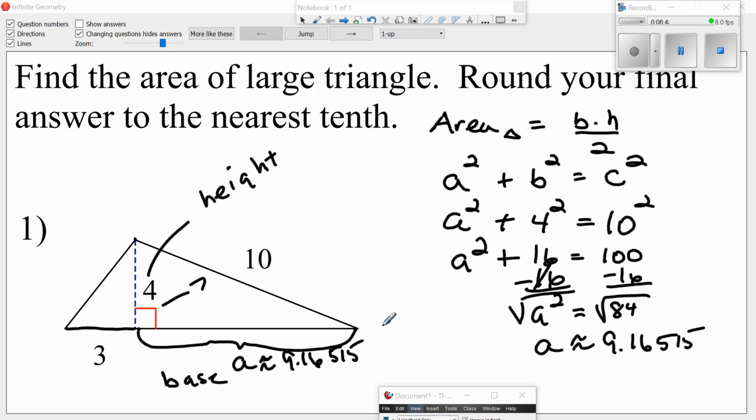So now my base is this total length here. This part from here to here is 3. This part is 9.16. Add them together, and 3 plus 9 is going to give me 12. So my base is equal to 12.16.